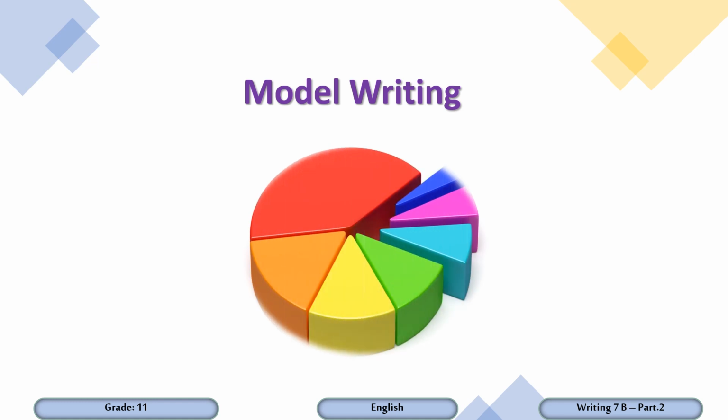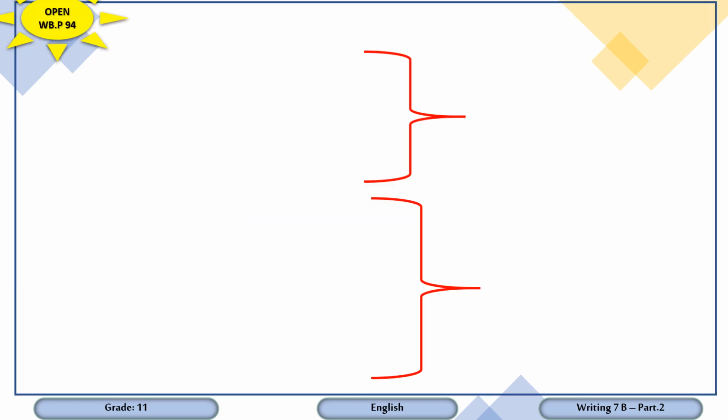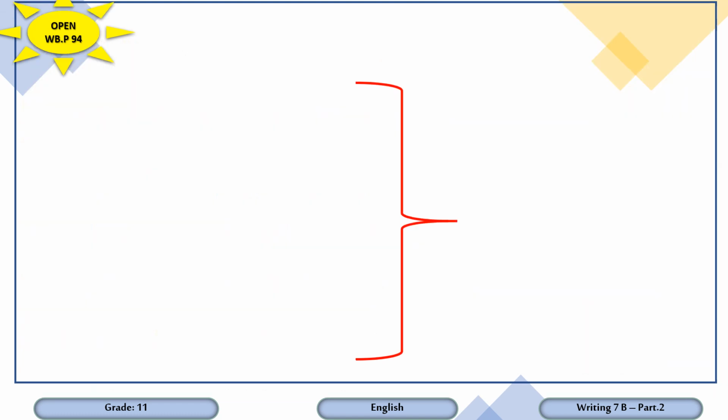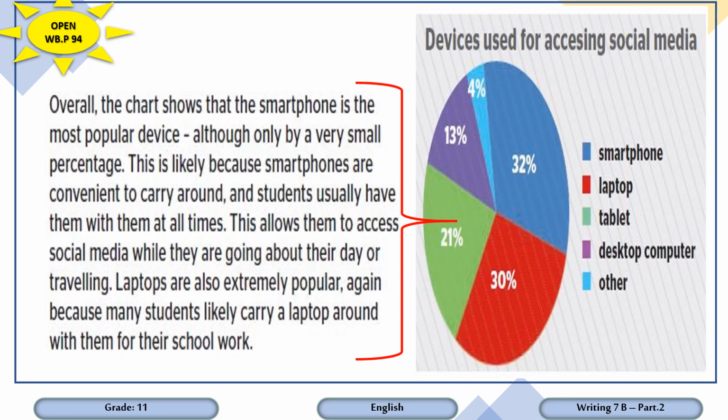Okay, now let's have the model writing for the description of the pie chart. Dear students, here is a suggested answer for a description for this pie chart. Here is the first section, the introduction. Here is the main body, and here is the conclusion. Please try to read the model well in order to be able to write your own topics.